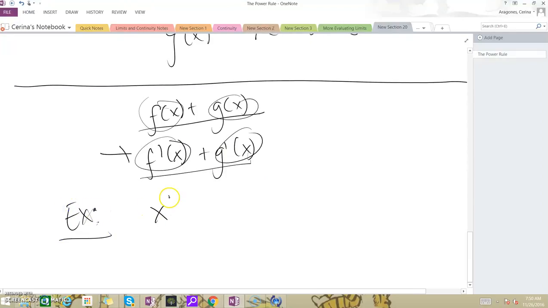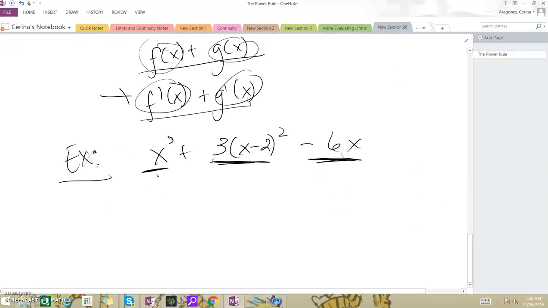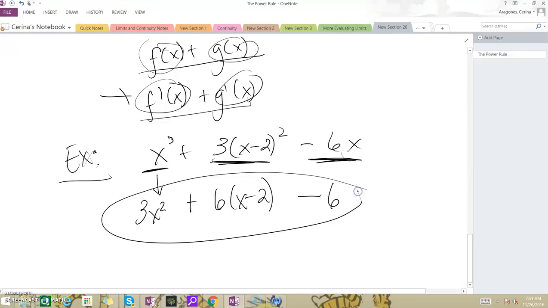So for example, if you have something like x cubed plus 3 times x minus 2 squared minus 6x, you can see I have three different functions. I have x cubed, 3 times x minus 2 squared, and then minus 6x. So I just find the derivative of each. The derivative of x cubed is 3x squared. The derivative of 3 times x minus 2 squared is 6 times x minus 2. And the derivative of minus 6x is minus 6. So there's my derivative function right here.